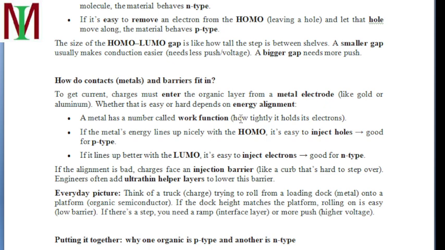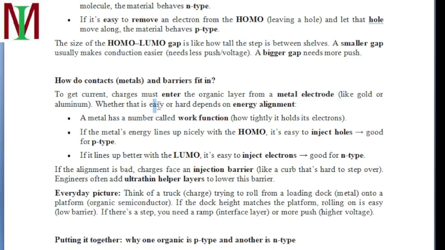Now, how do the contacts, metals, and barriers fit in? How do we provide that extra push or voltage? We cannot directly connect the electric wire to the organic molecules. We need something in between to support that. That is metals, which we call metal contacts. So to get the current or the charges to enter the organic thin film, a metal electrode like gold or aluminum is used.